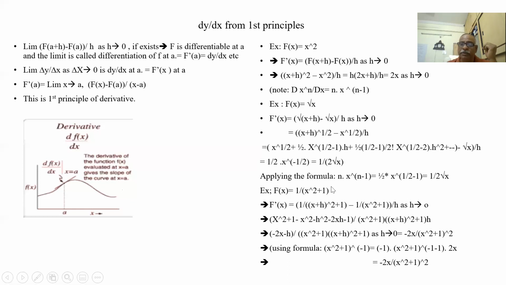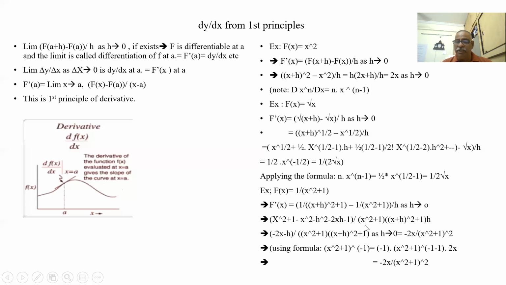Okay. Now let us see another one. F of x is 1 by x square plus 1. What is f dash x? Again, in place of x, I put x plus h whole square. So 1 by x plus h whole square plus 1, minus 1 by x square plus 1, all by h. In place of x, I am putting x plus h. This is f of x plus h, and this is f of x.